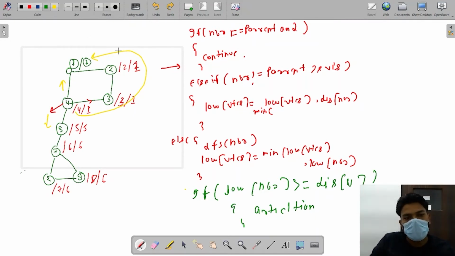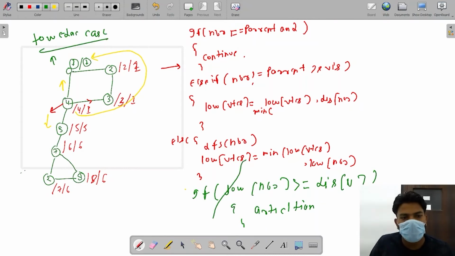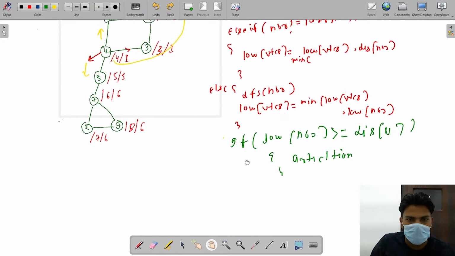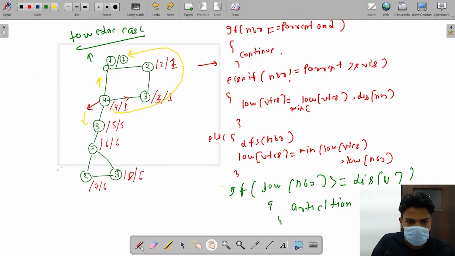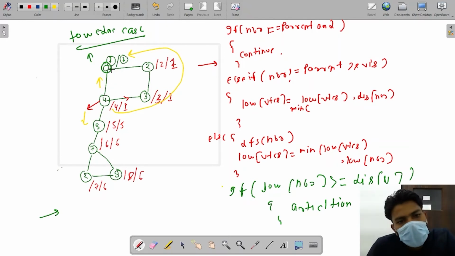Another thing is that there are two edge cases to find out. What type of two edge cases? The first edge case is that our parent, the root, is always found as an articulation point. Why? At every stage, our parent one is always found as an articulation point.